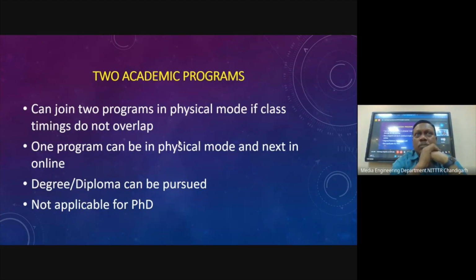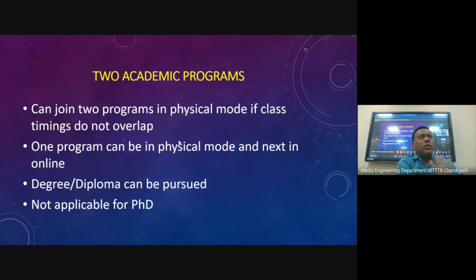Then two academic programs. This is interesting because the good students will definitely go for this. In the present scenario, you can have two degrees in physical mode from two different institutes, provided one timetable is not overlapping. As long as you are not overlapping in timetable, and as long as you are not disturbing the program of each institute, from the same institute you can have two degrees, or from another institute also you can have two degrees in physical mode. So same time, you can take two degrees, even one degree online, one degree in physical mode. So that is also possible.